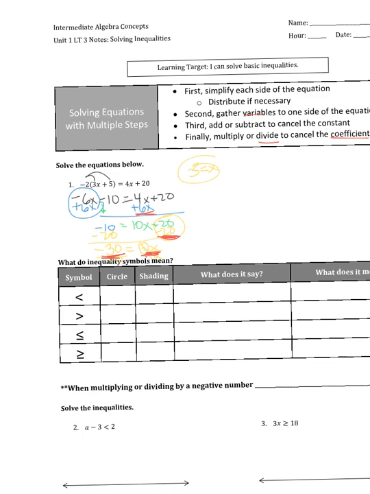What does it say? It means less than. This is less than. Okay? You shade below. And this is an open circle. So these two are both open because they don't have "or equal to." This is a solid circle.